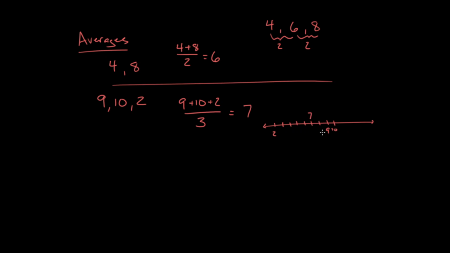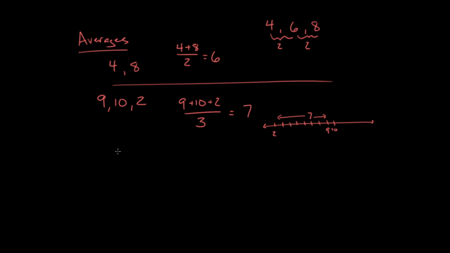What we notice here is that 7 is obviously much closer to this side of my number line as opposed to this one, because I had two larger numbers that are obviously weighting my average up. 7 is drawn much closer to 9 and 10 than it is to 2. In fact, it's only 2 units away from 9, 3 units from 10, but 5 away from 2.